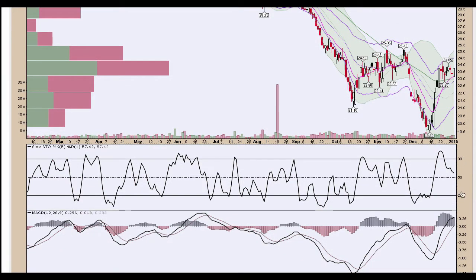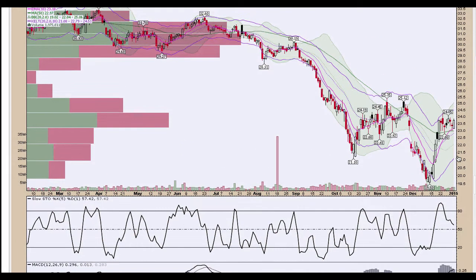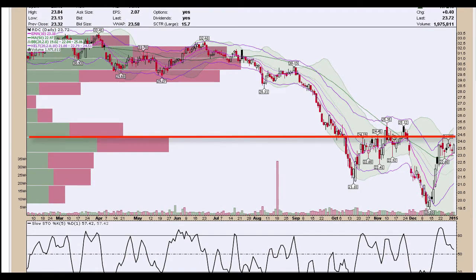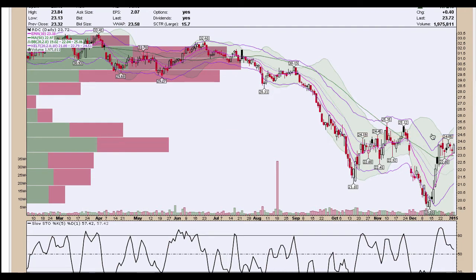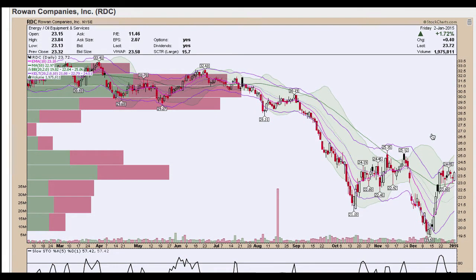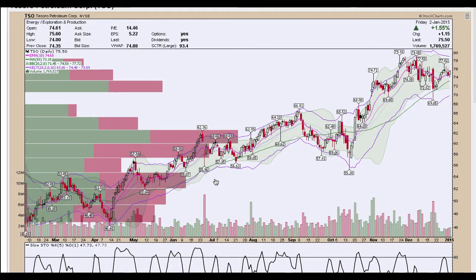Slow stochastics turn back up. MACD is above its signal line. And prices are above all of the moving averages. First target looks like just above the volume by price level and the 25 area on RDC.